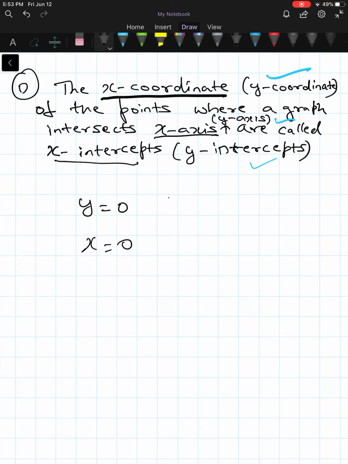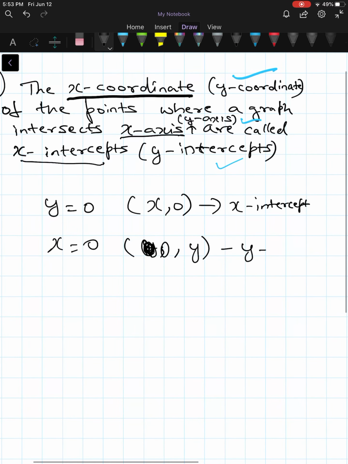So you will find the points of the form x comma 0. This would be an x-intercept. And if you find the points of the form 0 comma y, this would be a y-intercept.